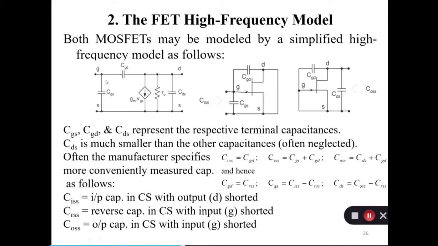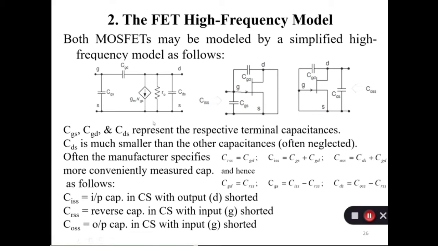What happens in this one? The capacitance between gate and source is known as CGS. The capacitor between gate and drain is CGD. The capacitance between drain and source is CDS. See, only these three capacitances are here, and they represent the respective terminal capacitances.